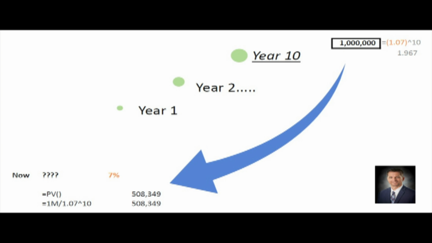So if we're dealing with 10 years, we start out with 1.07 and raise it to the 10th power, giving us a factor of 1.967. So if we divide $1 million by 1.967, that gives us a present value, discounted to today, of $508,349. So if we have more than that, when we look up our brokerage accounts, wonderful.